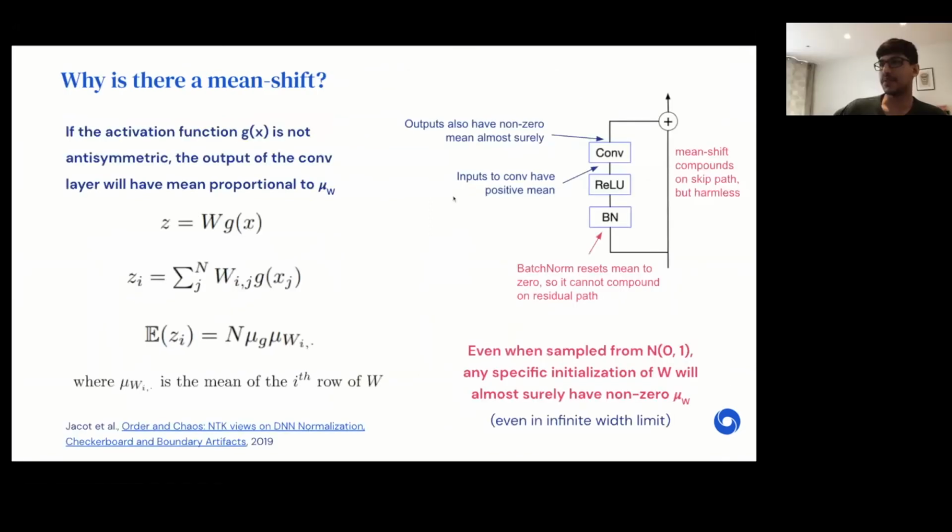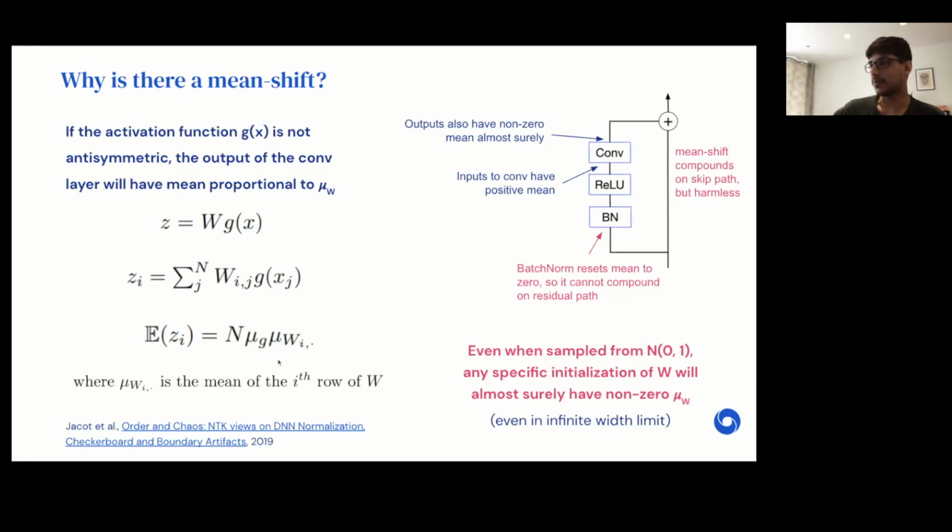So to understand this mean shift a bit better, let's look at how the signal looks when it passes through a single layer. Let's consider random inputs X, which pass through an activation function g of x, followed by a linear layer W. If we look at the mean of the outputs z_i, we see that this is equal to the fan-in times the mean of the activations times the mean of the row of the weight matrix. So when both the mean of the activations and the mean of the weights are non-zero, this means that the mean of the output activations would also be non-zero. And of course, the mean of the activation function is non-zero for ReLUs and other kinds of nonlinearities like GELUs.